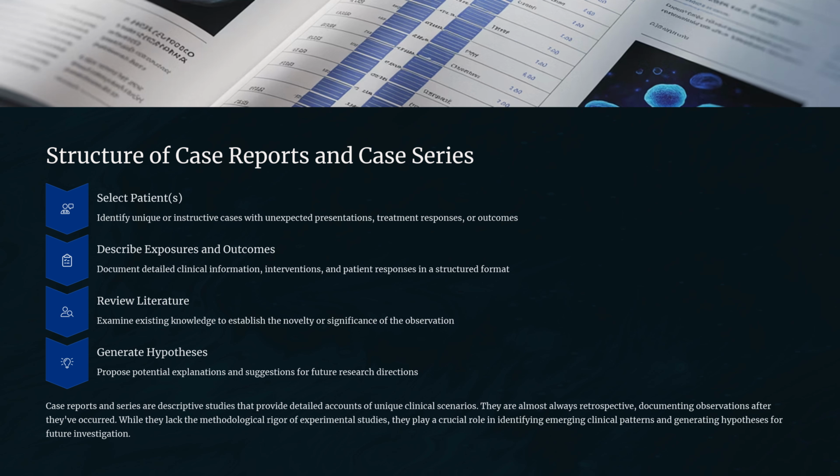So you're identifying unique or instructive cases with unexpected presentations, treatment responses, or outcomes to report on. Then you describe what happened with that patient. What was their state before whatever you're looking at happened? What was their state after? You're trying to present all the clinical information so that you can give a complete picture of the case that you're reporting on. And then you review that against the existing body of literature. This is always a key portion of case reports, and it must be in there. Finally, you propose some mechanisms or hypotheses that can spur future research on the topic that you're reporting on.